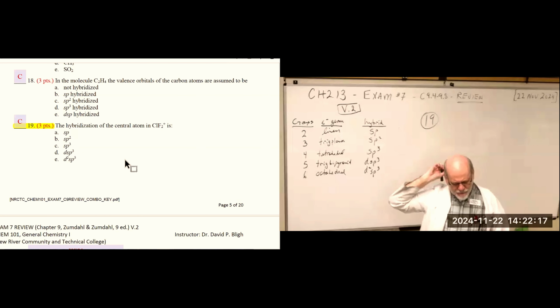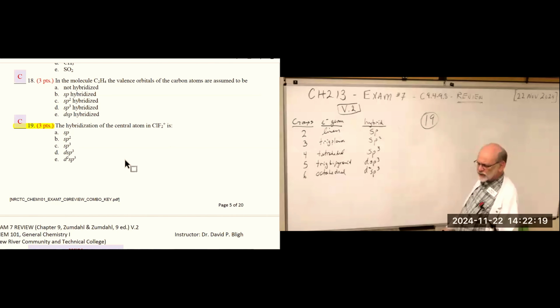Hybridization of the central atom of ClF2+. Now remember when you're trying to figure out which one is the central atom, the rule of thumb is you look at what you have to work with, and the central one is the one that's further to the left or below. It's more metallic than the other, and that's chlorine. Chlorine is below fluorine, so it goes in the middle. So then we can put the fluorines here, 2 of them.